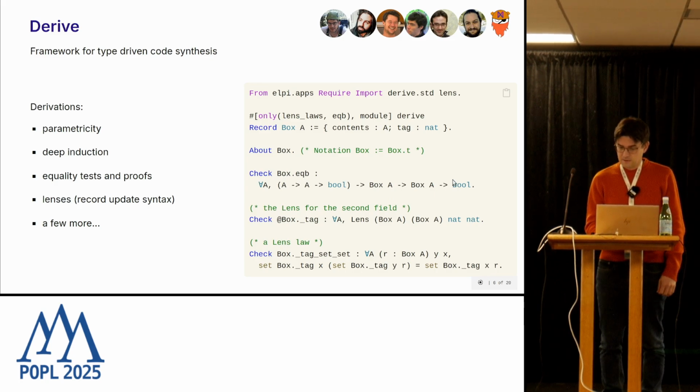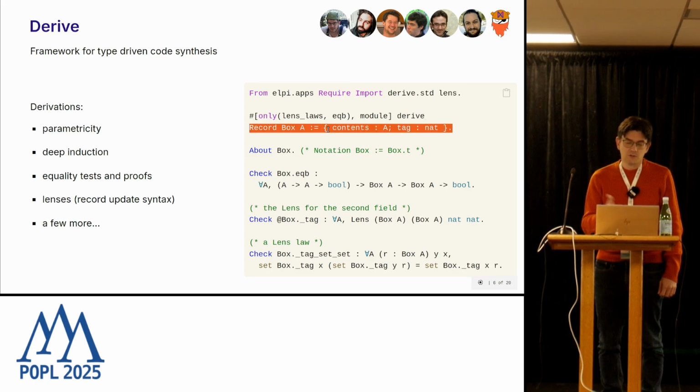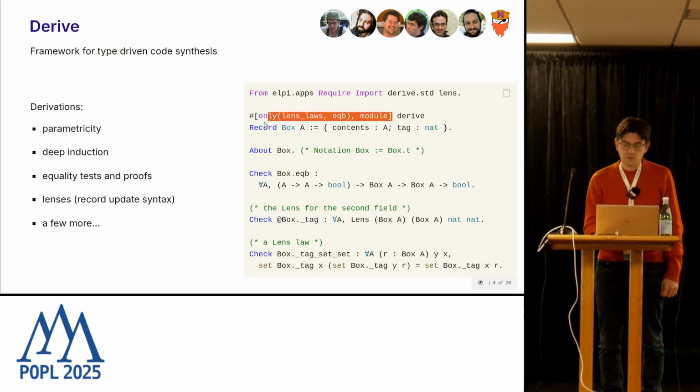To help you read what happens here, derive is the name of the command. This is an argument, which is, well, just a record declaration. And these attributes are options for the command. I'm saying, please put all the derived notions inside a module and synthesize for me an equality test and the laws of lenses.